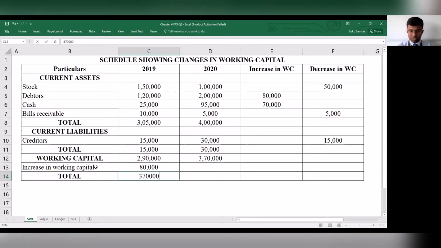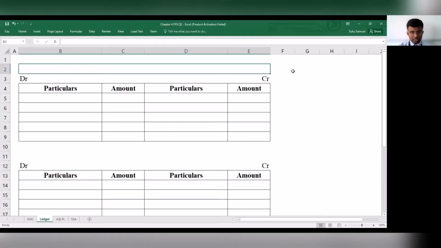So which means the total here is 3,70,000. Here also it is 3,70,000. So that has been completed. Okay, so with that, we have come to the end of the schedule showing changes in working capital. So next, what we're going to be doing is preparing the ledger accounts.